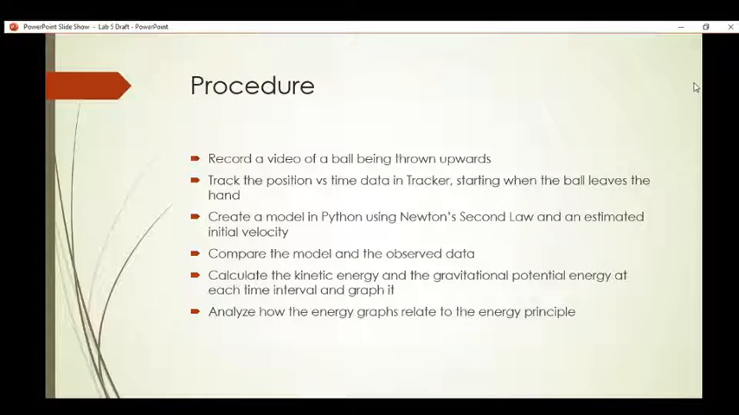Then I created a model in Python to model this motion using an estimated initial velocity from the data that I had. I then compared the model to the observed data. Also in my code, I calculated the kinetic energy and the gravitational potential energy, and I plotted these versus time, and then I analyzed how all of this relates to the energy principle.